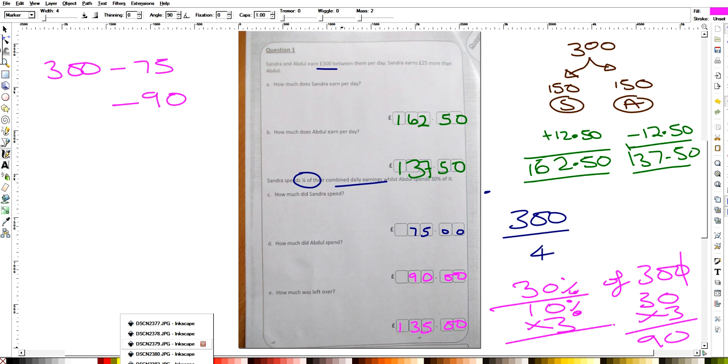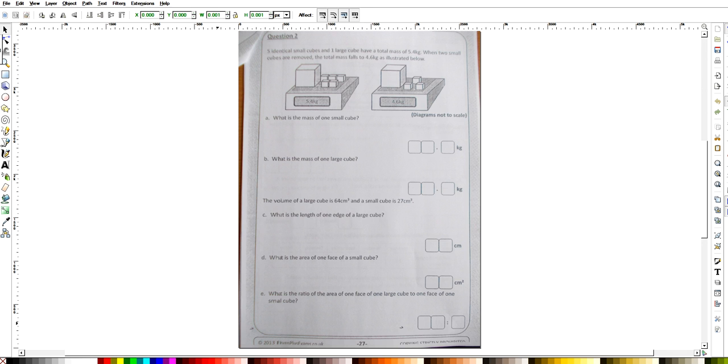Question number 2. 5 identical small cubes and 1 large cube have the total mass of 5.4 kilograms. When 2 small cubes are removed, the total mass falls to 4.6 kilograms. That's illustrated below. What is the mass of 1 small cube? So, any ideas from the students on how we go about the answer?